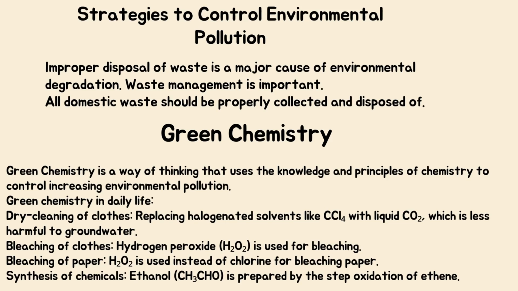Bleaching of clothes: hydrogen peroxide, H2O2, is used for bleaching. Bleaching of paper: H2O2 is used instead of chlorine for bleaching paper. Synthesis of chemicals: ethanol, CH3CH2OH, is prepared by the single step oxidation of ethene.